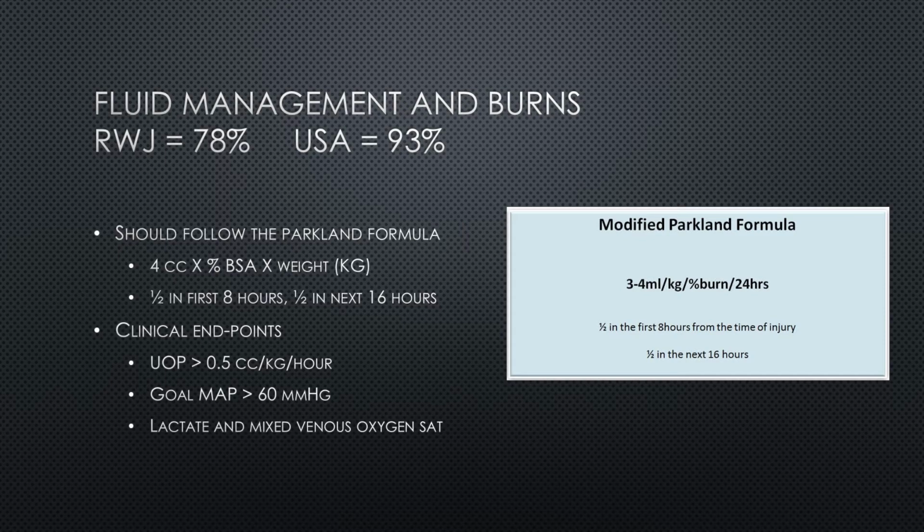And then half of that solution is given in the first 8 hours, and the second half of that solution is given in the next 16 hours. So this is the amount of fluid that's usually replaced within the first 24 hours. After that, clinical endpoints are used to guide fluid resuscitation. So you want urine output to be maintained at least 0.5 cc's per kilogram per hour. You want to maintain a perfusing goal MAP, at least greater than 60. And you can follow lactate and mixed venous oxygen saturation as well to guide further fluid resuscitation.